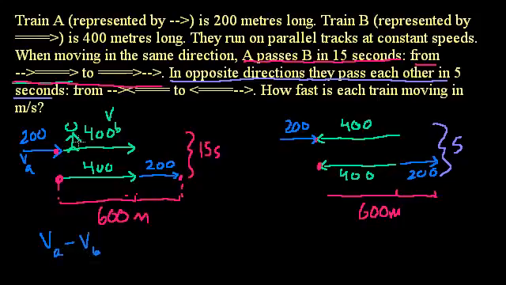If you're sitting in this train right there, you would say it takes 15 seconds, so rate times time, times 15 seconds, is equal to the distance that it traveled. And once again, if you're a passenger sitting in this green train right here, you would say, okay, it went from this point, it crossed this entire train, and then it went another 200 meters. So it went 600 meters.